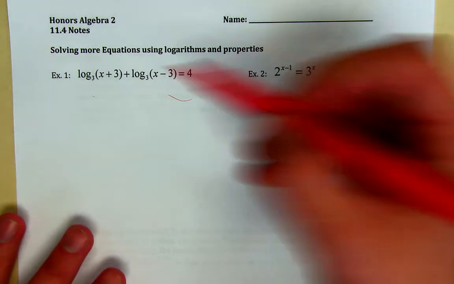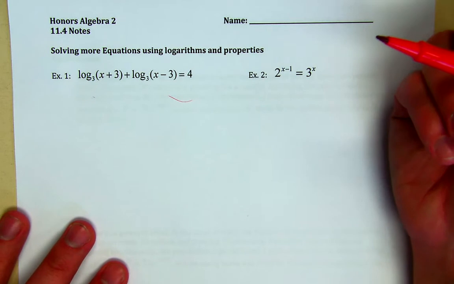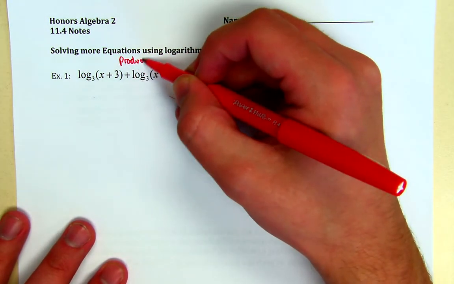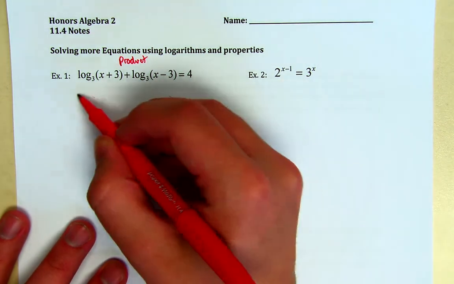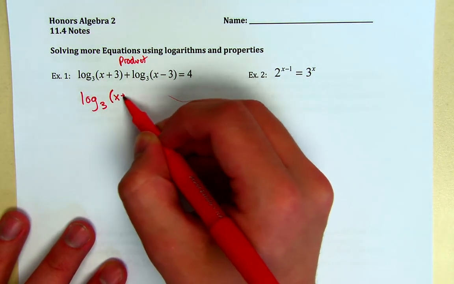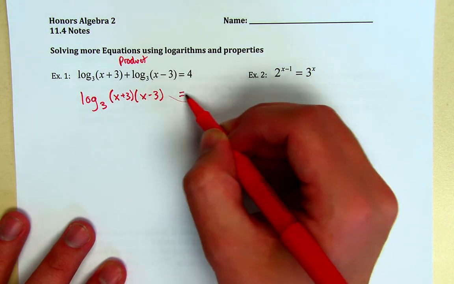We're going to add in those properties that you learned in the last two videos in 11.3. So right away you should say, hey, I'm adding two logarithms together. Well, what does that look like? That should be the product rule. We have the same base, so we're going to do log base 3. I'm going to take x plus 3 and multiply it by x minus 3. Still equal to 4, though.